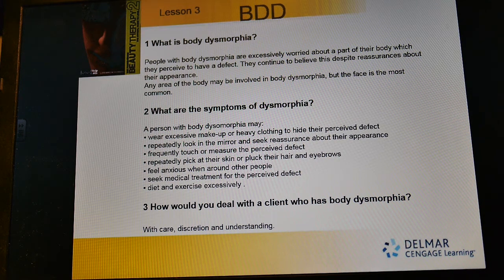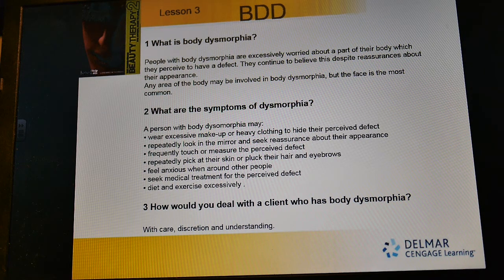So basically someone with body dysmorphia would believe that these defects are so bad, despite any reassurance about their appearance. So no matter what you say, they'll still think there's something wrong with them. Any area of the body may be involved, but normally it's the face, which is most common because that's mainly on view and it can't always be covered. So a lot of people do worry about that.